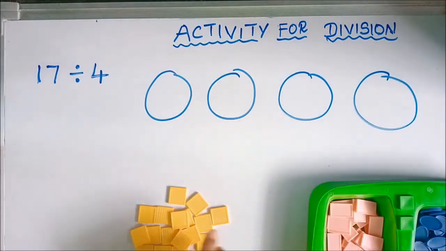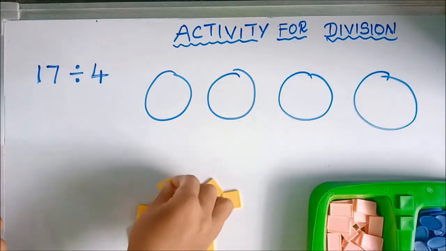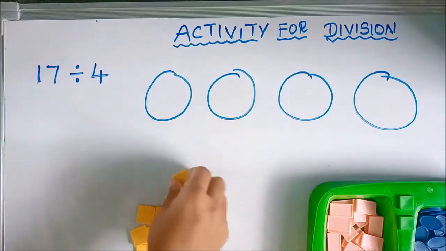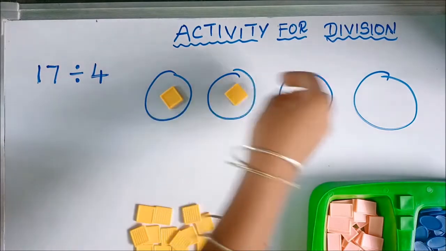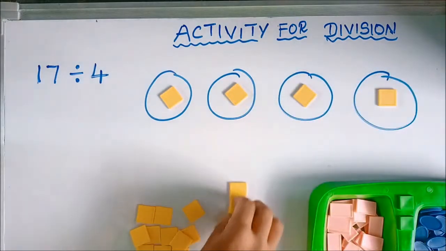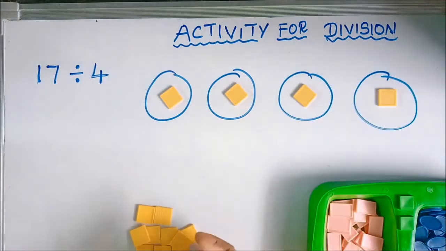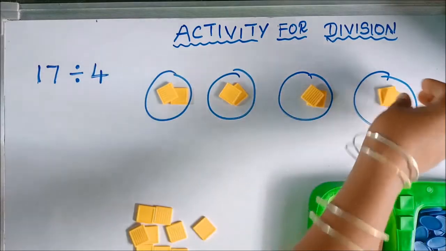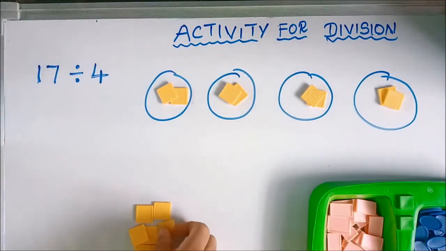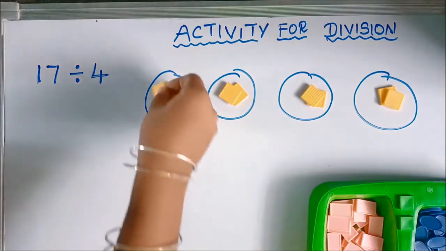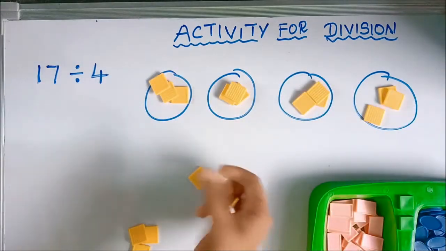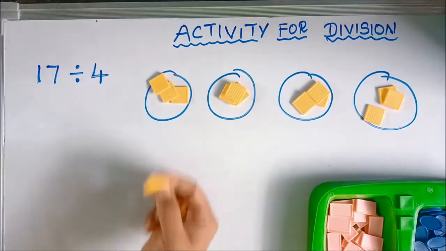For that, first you have to take 4 pieces because we have the divisor as 4. So take 4 pieces and give 1 to each part. Again you have to take 4 pieces and give 1 to each part. 1, 2, 3, 4. Again take 4 pieces and give 1 to each part. 1, 2, 3, 4.